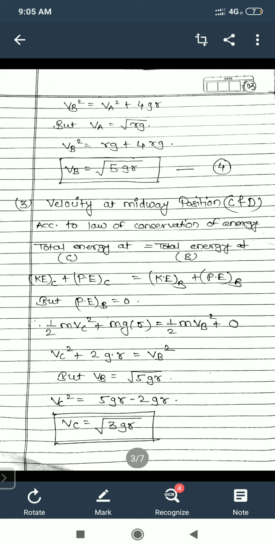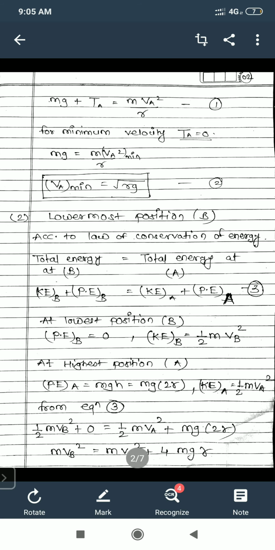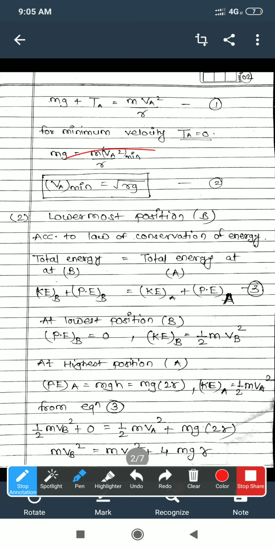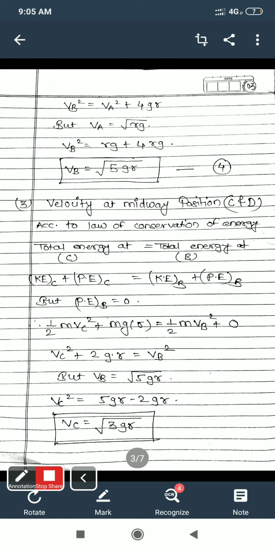Whatever equation we have calculated over here, in this case we will just use it. By putting the value of VA, we will get VB square is equal to rg plus 4rg. rg plus 4rg will be 5rg, right? So taking under root, VB is equal to under root 5gr. So equation number 4. Students, we have calculated both the velocities at point A and at point B, that is top, highest and lowest. Now the points remaining are C and D, that is the side ones.